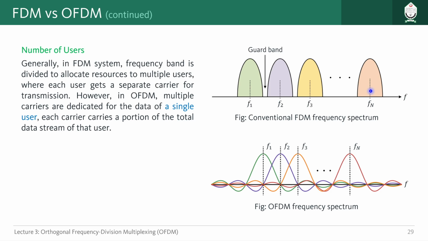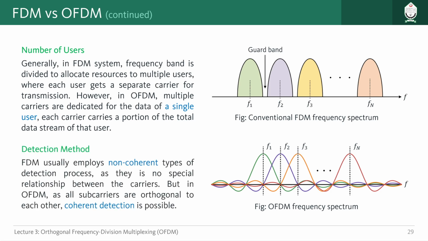But in OFDM, the whole set of n subcarriers is dedicated to one user. We had seen that for a single user we had a signal x(t). We divided the signal into n portions, and for each portion we used a single carrier, like f1, f2, f3. So that is another difference between FDM and OFDM.